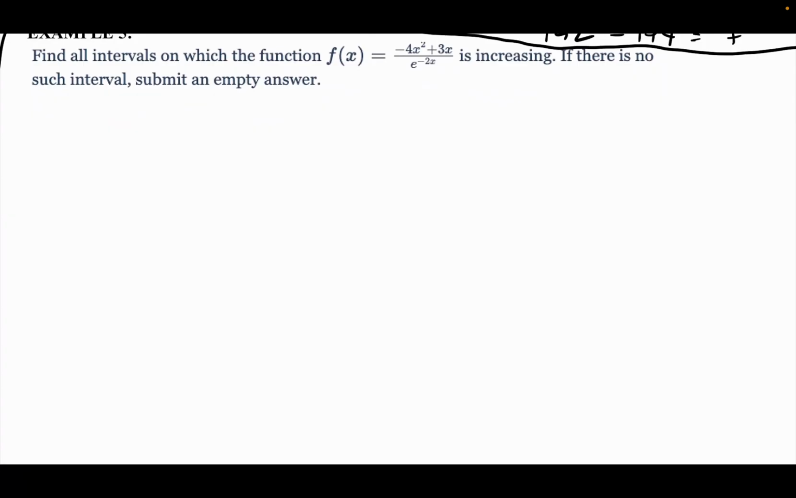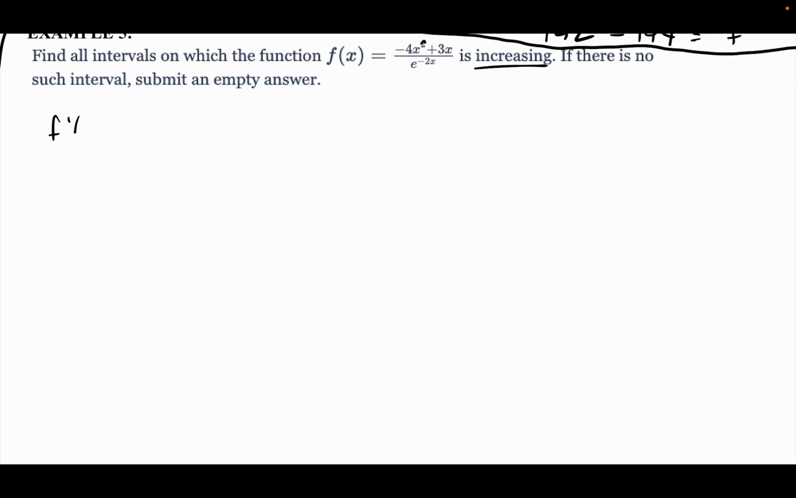Okay, so find all the intervals where f of x is increasing. Increasing means when the first derivative is positive. So I've got to find the first derivative. Okay, first thing I've got to do is find the first derivative.